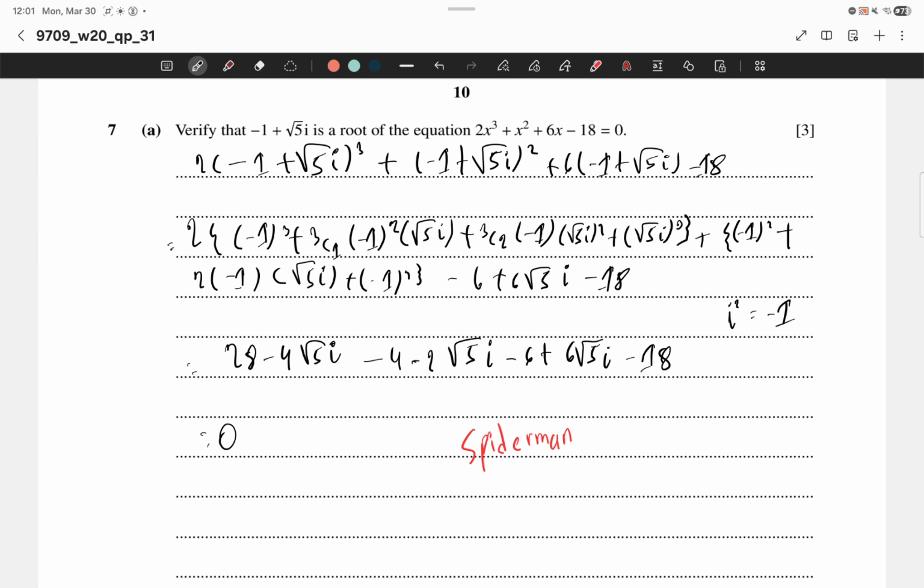And if you guys think something else, you can let me know in the comment section, like what should I do? Should I show equals to 0, or should I do it this way, or should I show that 0 equals to 0 and hence proved? And anyways, the mark scheme also says that we need to complete the verification.